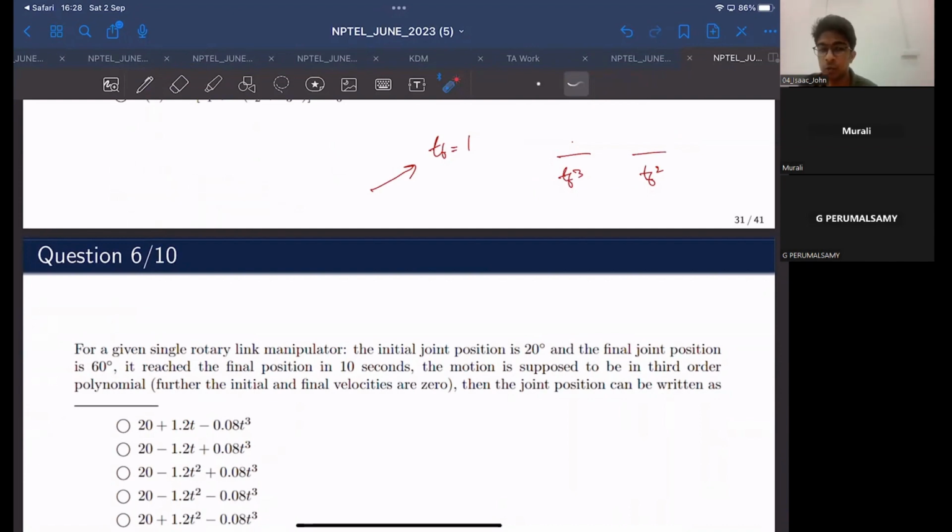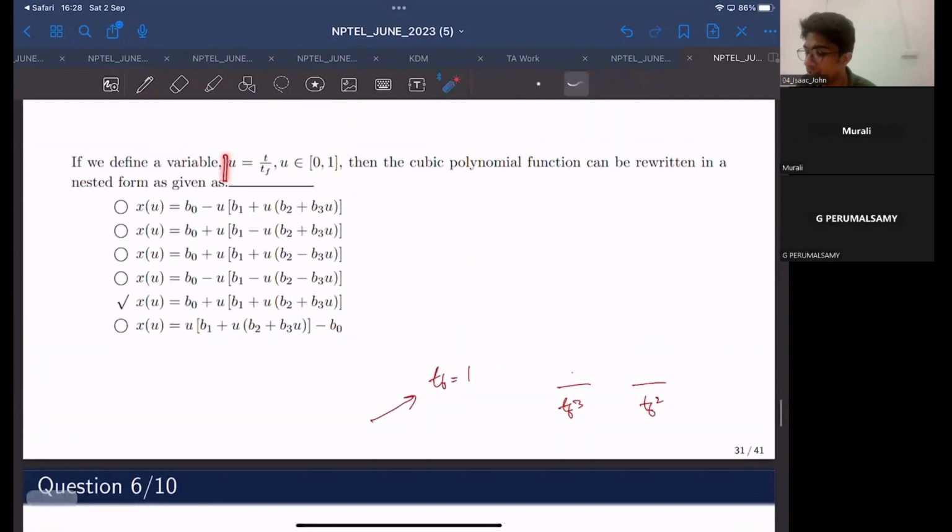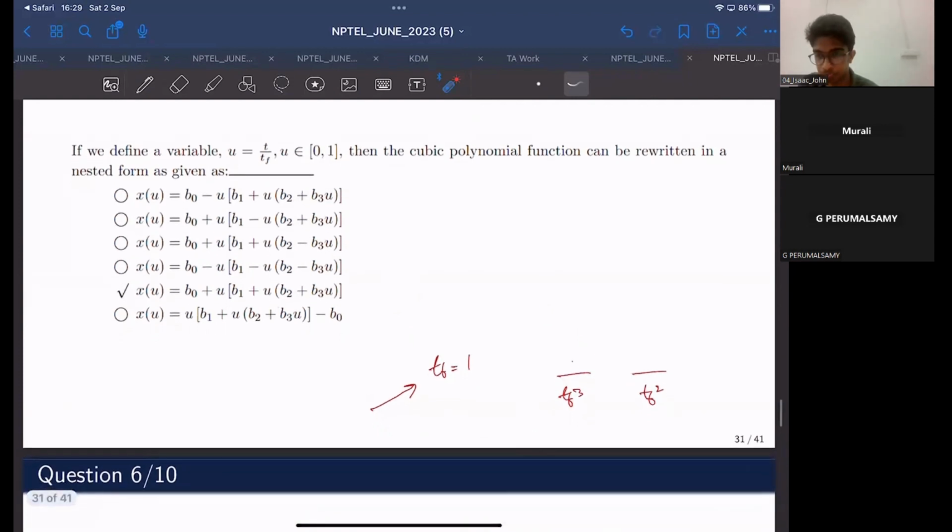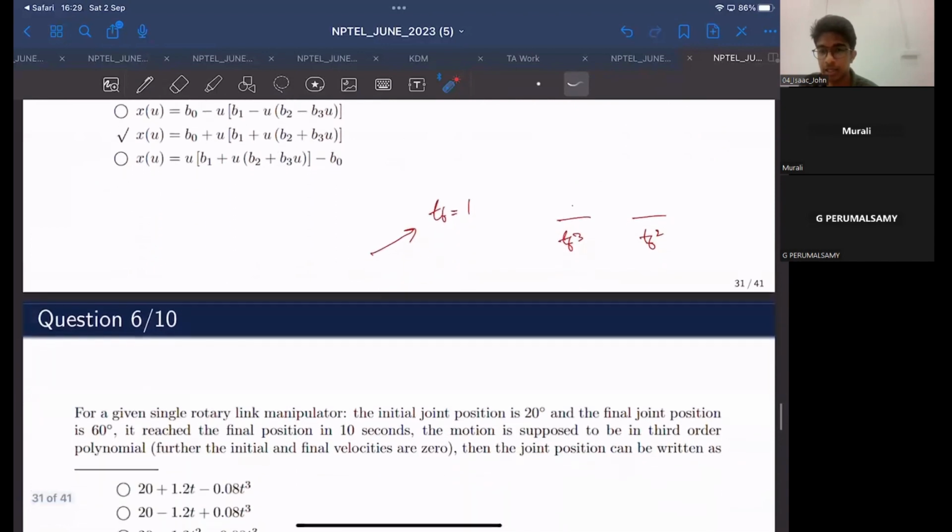But if you're scaling, if you are using this substitution, U as T by TF, it does not matter whatever the time TF, however large it be, it will eventually scale back to 0 and 1. Right? So you won't be having any further issues, because now your TF is essentially 1. Your new TF, after the scaling, is essentially 1. So you won't be having any more issues. After the scaling, yes.